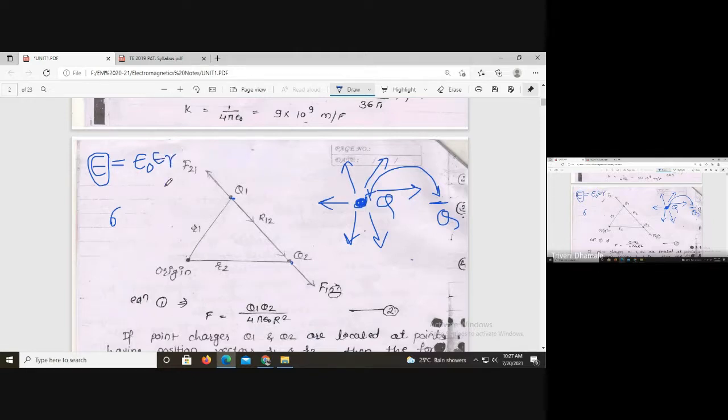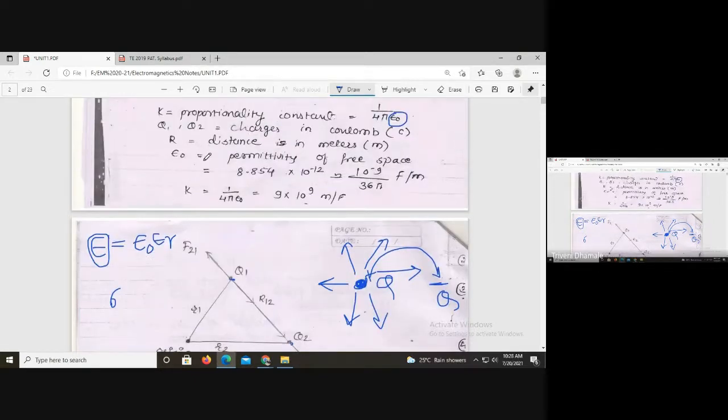Now in that, this epsilon 0 means permittivity of the free space. Okay, this is the free space through which your electromagnetic waves can travel. The standard value of epsilon 0 is 8.854 into 10 raised to minus 12. It is also written in this form, numerator and denominator. Sometimes you can use this value to solve the numerical: 10 raised to minus 9 divided by 36 pi farad per meter. Very important, epsilon 0 is a standard value, no change in this value.